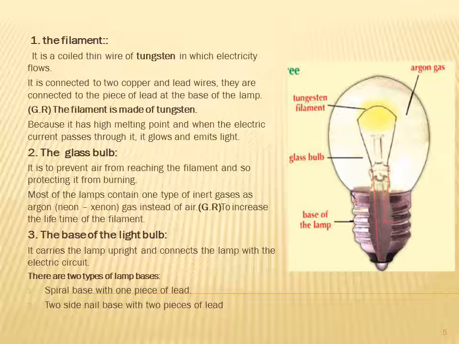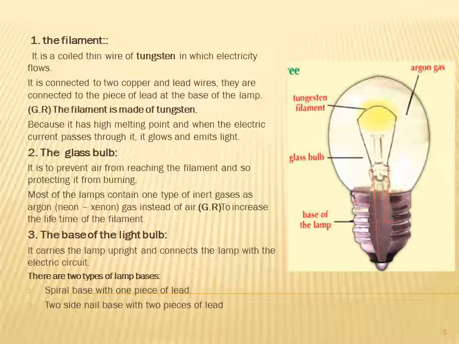Okay, so again, out of the piece of lead, two copper and lead wires are extending out and end with my filament, which is made of tungsten. This unique element glows and emits light when electricity passes through it. Then here I have my glass bulb. This glass bulb prevents air from reaching the filament.